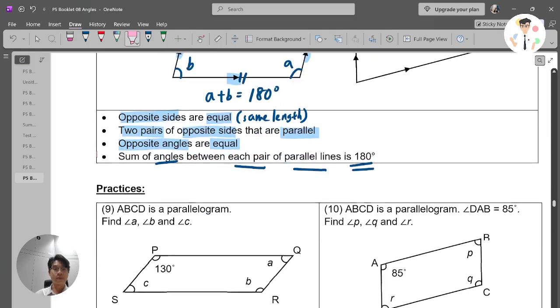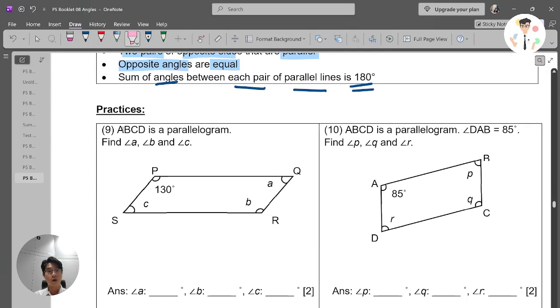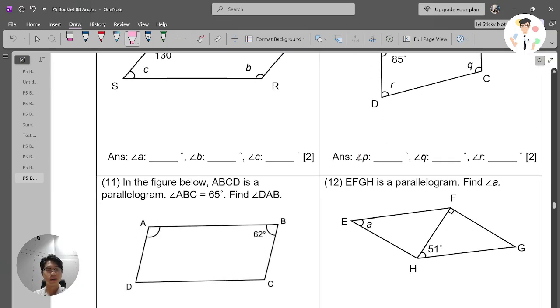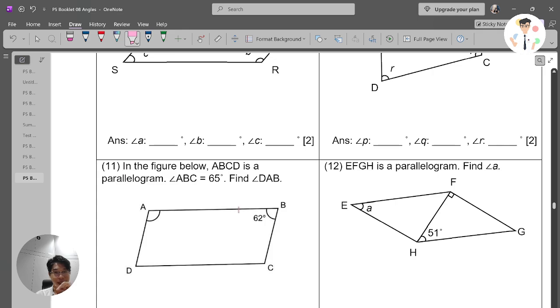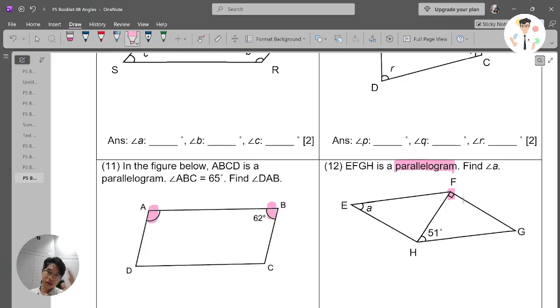Let's look at the example here. Question 9, based on the idea on top, you should be able to solve it. Question 10, the same thing as well. Now, question 11, again, the angle here plus the angle here is supposed to be 180, right? So you know how to solve it. But question 12, this is the one that is slightly tricky because it's a parallelogram, but it's cut into half. But this question comes with a 90 degree here, and you should kind of know how to solve this, right? Because the angle here and the angle here is supposed to be the same.